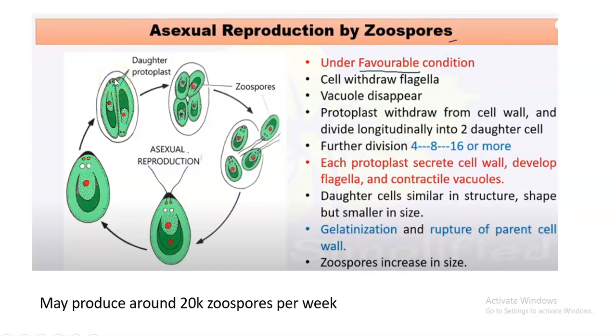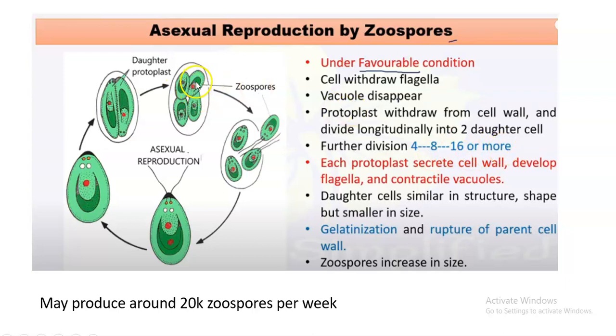Now this particular protoplast will undergo a longitudinal division. First, you can see it divided into two. Then at 90 degrees to the existing division, it will divide further. So it created 4. Then it will further divide up to around 16 or more such divided protoplasts.